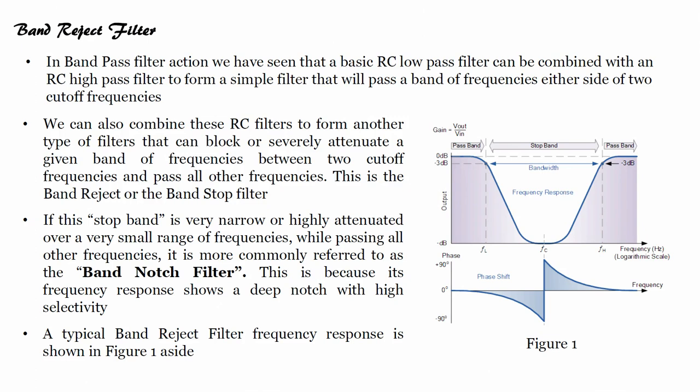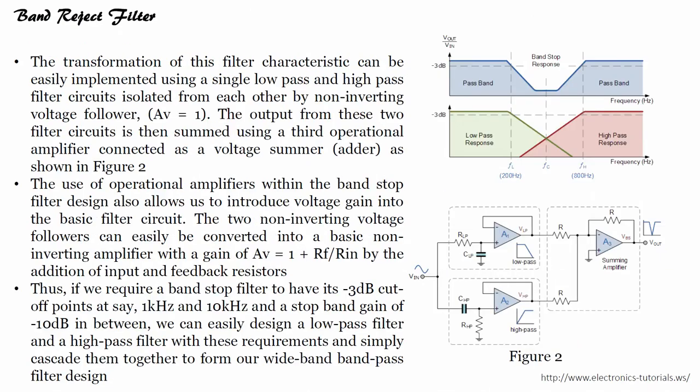A typical band reject filter frequency response is shown here. Now, if I want to design the band reject filter, then this is the circuit that is used for designing. There is a low pass filter and a high pass filter in a parallel configuration, and then there is a summing amplifier. So, how does it work?